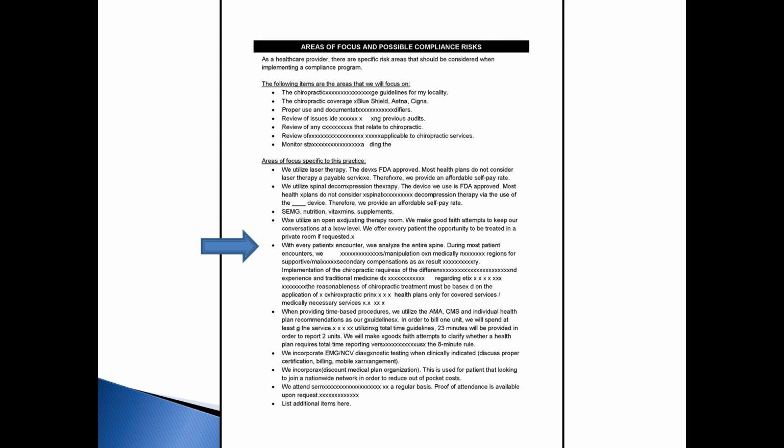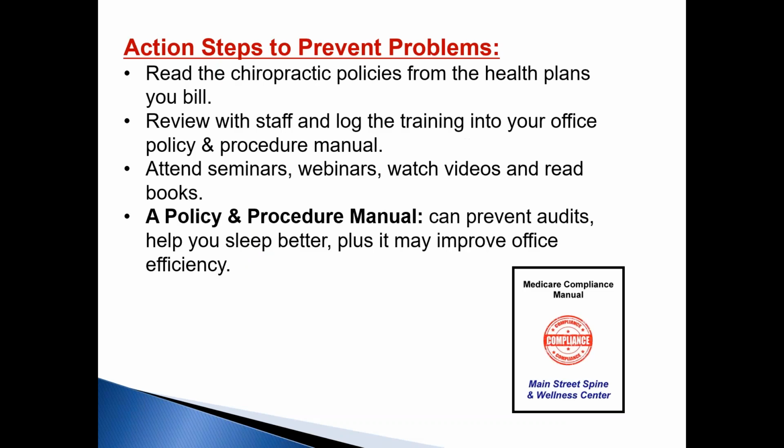You're supposed to have policies on what you do. You have an open adjusting room, talk about it. You adjust full spine, but you only bill 98940. Why? Explain it. Time-based codes? Yeah, explain what you use in order to justify billing time-based codes. So my recommendation is read the policies from the health plans you bill. Review with staff. Log them into your policy and procedure manual. Attend seminars, webinars, watch videos, read books.